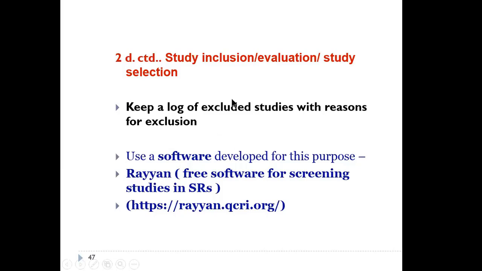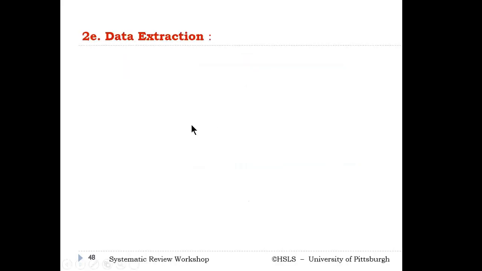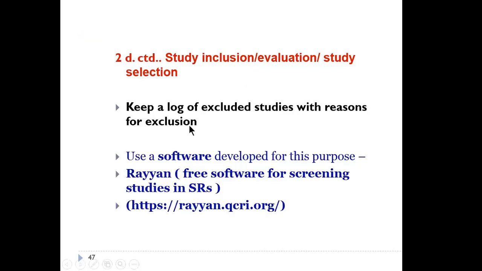Again, it says keep a log of excluded studies with reasons for exclusion. You will be excluding some and including some, so you should always have a list of reasons why you exclude those. All those can be done through Rayyan.